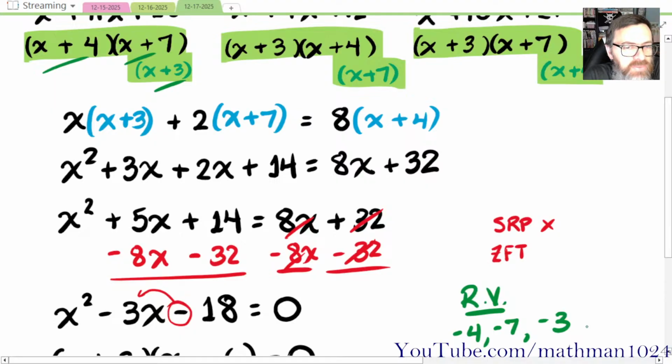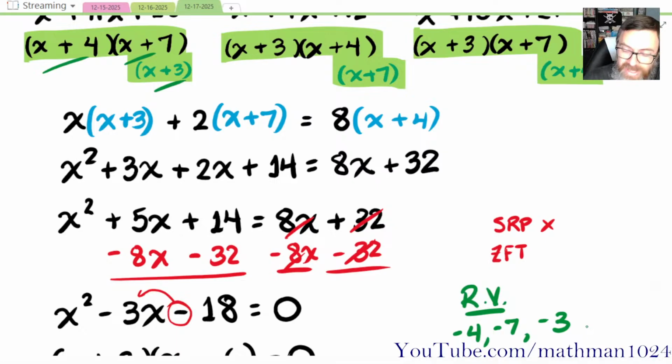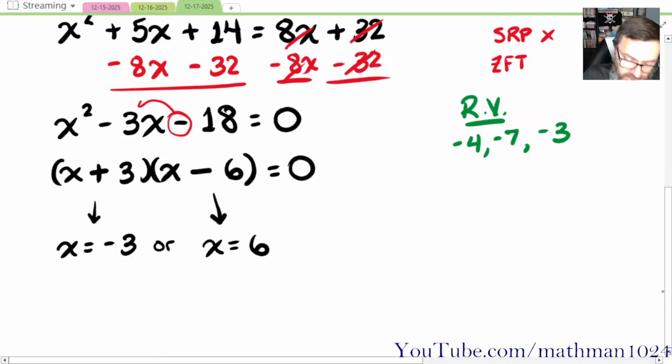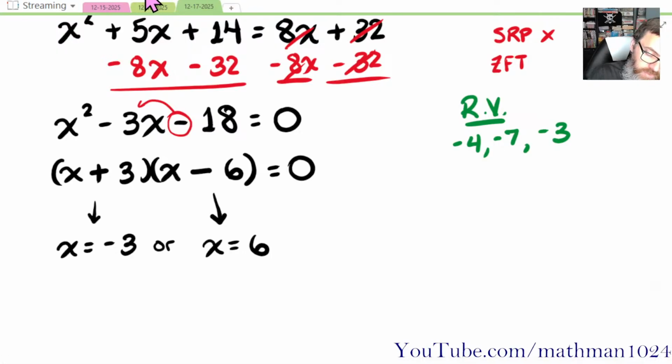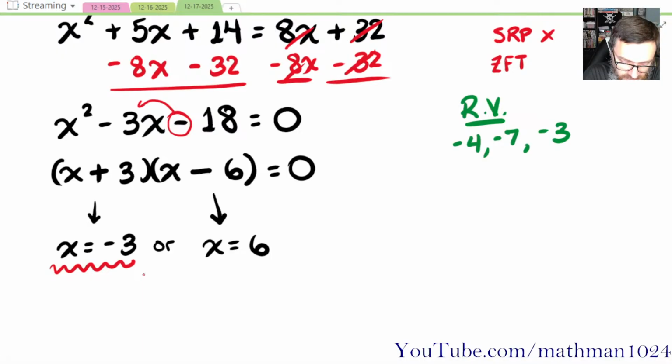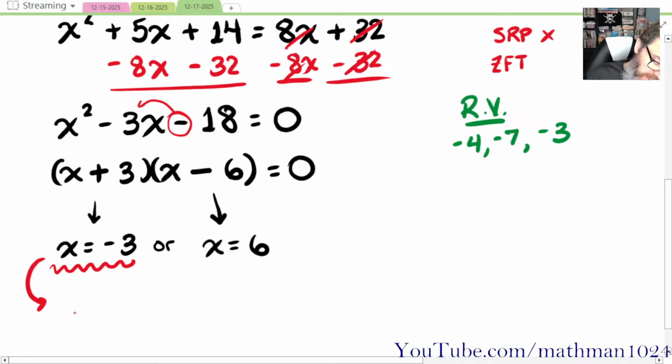So if we have any of these showing up as solutions, then we can't actually include them in the solution set. And we see that we have an issue with this one right here. This is a restricted value, so it is not included as part of the solution. What we call it is an extraneous solution.